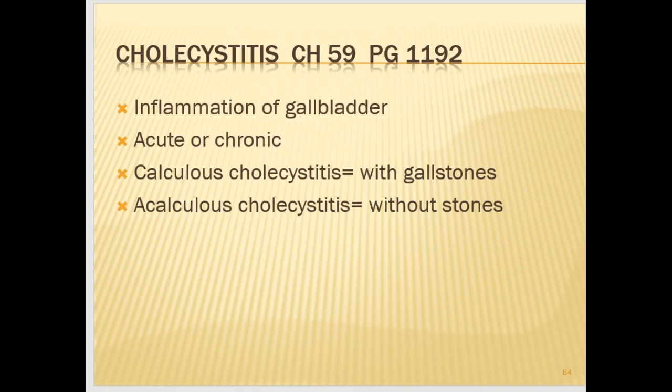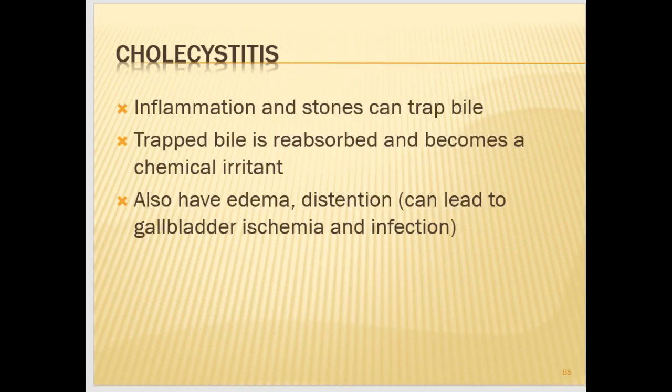But first, let's talk about cholecystitis. So cholecystitis, you find it in chapter 29, is inflammation of the gallbladder. It can be acute and it can be chronic. So you can have gallstones, or it can be without gallstones. Sometimes they do ultrasounds to figure out what's going on with the cholecystitis, because it is inflammation.